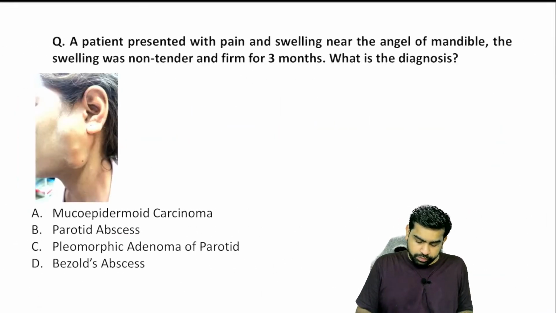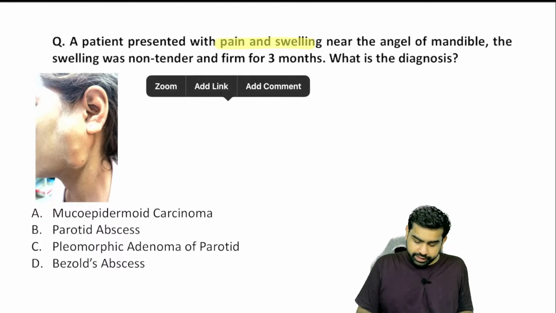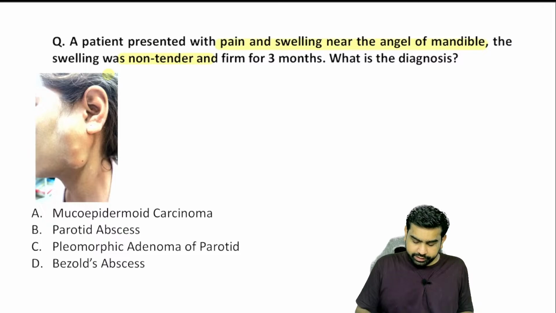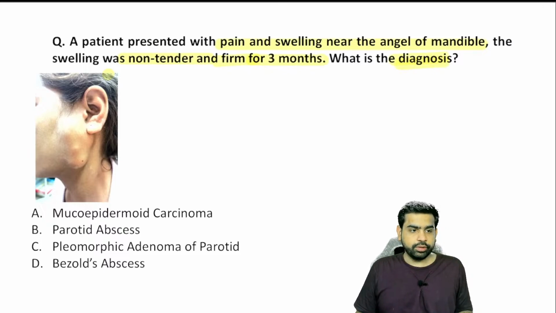There is a patient who presented with pain and swelling near the angle of the mandible. The swelling was non-tender and firm for around 3 months. What is the diagnosis of this particular patient? So what is the diagnosis over here, guys? The diagnosis of this particular patient is pleomorphic adenoma.